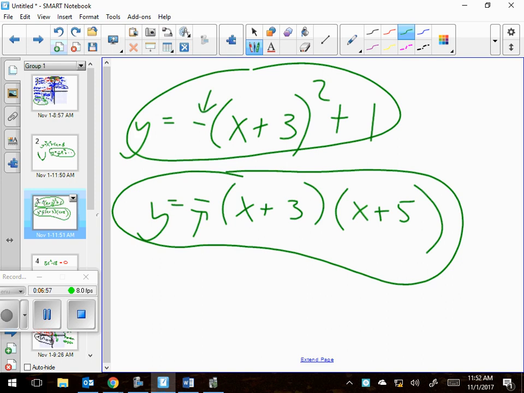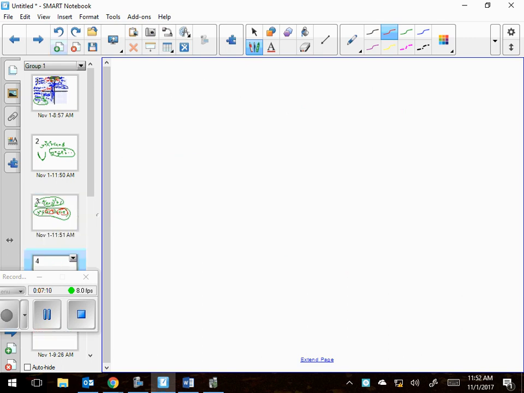All right, last thing, what does factored form give you? I can tell you something out of this and this so quick. X-intercepts. The x-intercepts are negative 3 and negative 5. Okay. All right. So what else do you need to know?